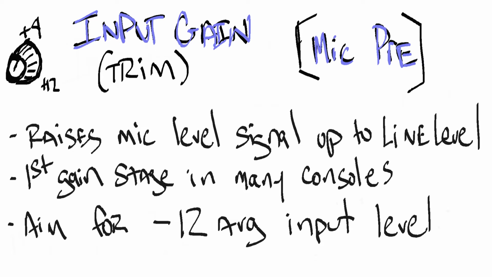On a modern digital console, we typically aim for a -12 average on the meters. You can definitely have peaks a little bit above that, but you do not want to go over 0.